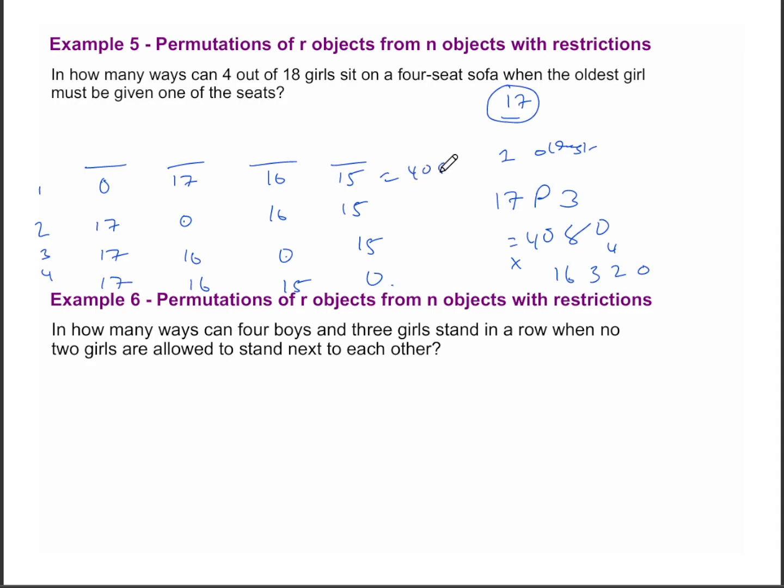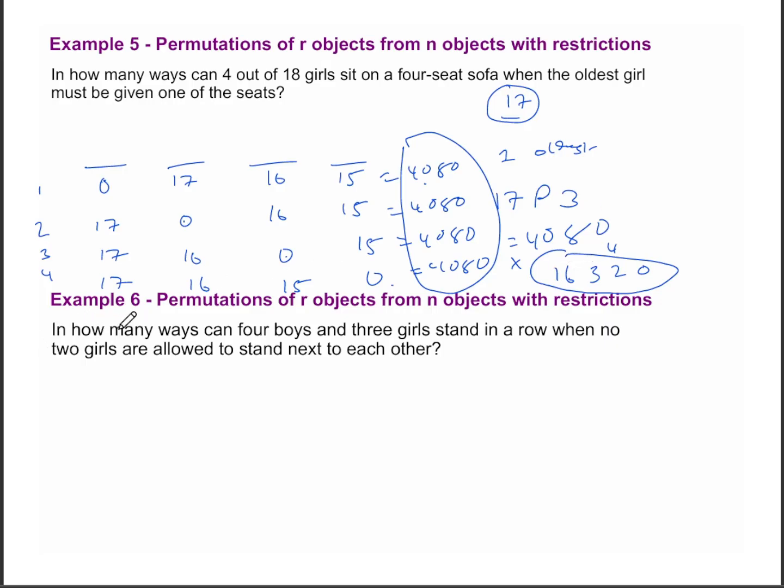We have 4,080 arrangements in the first option where the oldest girl is at the start. We have 4,080 arrangements in the second option where the oldest girl is in the second seat. We have 4,080 arrangements in the third option where the oldest girl is in the third seat. And we have 4,080 arrangements in the fourth option where the girl is in the fourth seat. And in total, we have 4,080 times 4 total arrangements, which is 16,320.